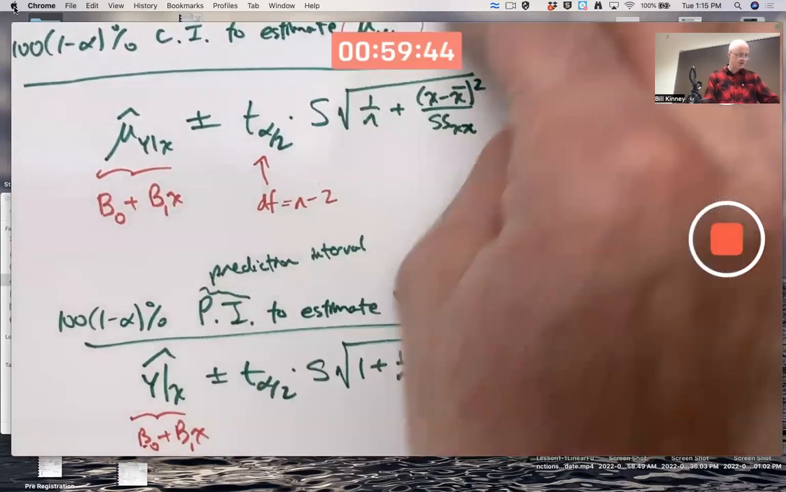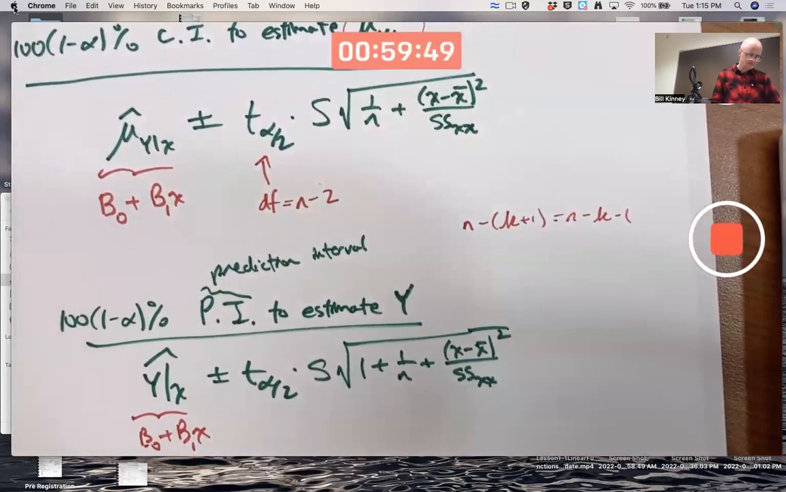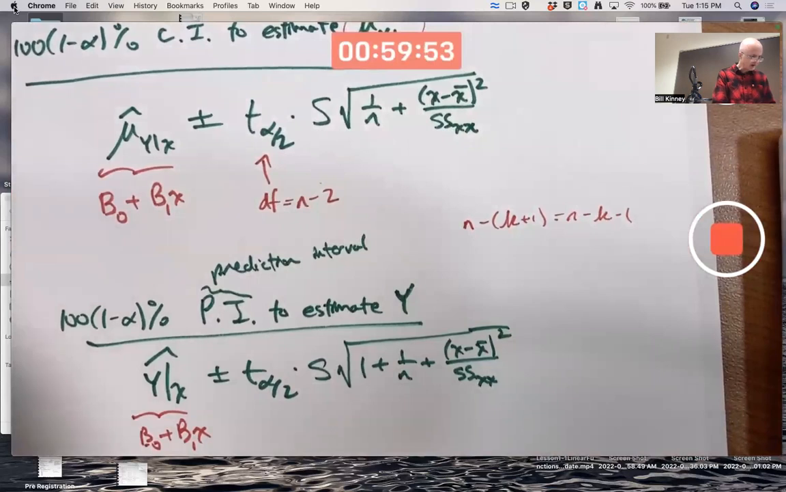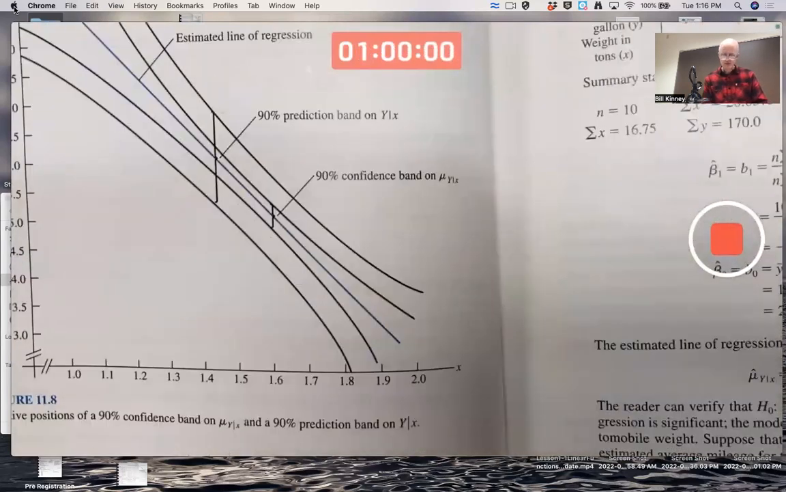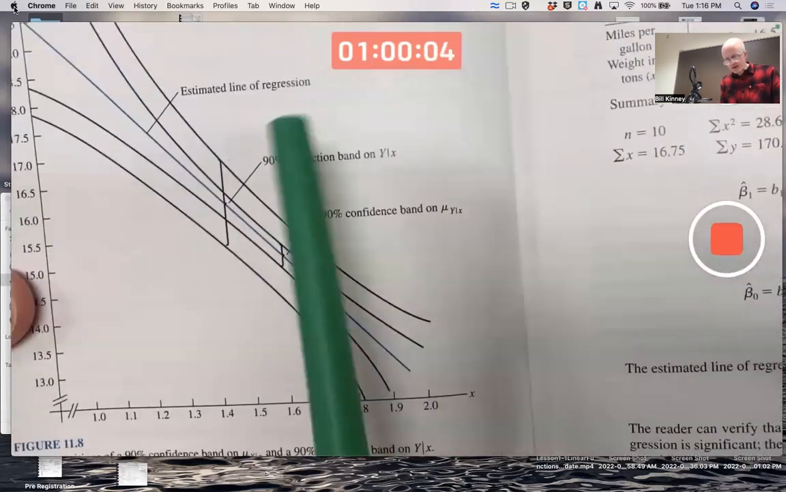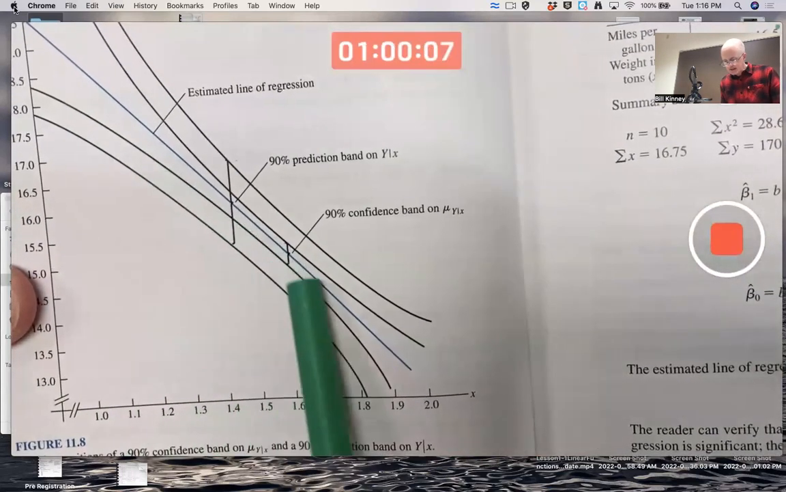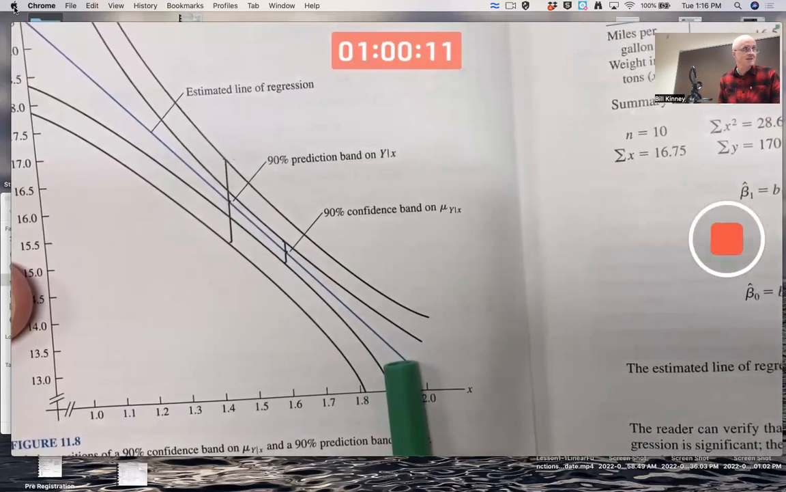And this is illustrated in the book with some graphs. There's the one on page 400. 402's got another one. This is a better one. Page 402. So this line right here, this blue line, is your sample regression line, not necessarily the population regression line, right? Population regression line will be a little different.